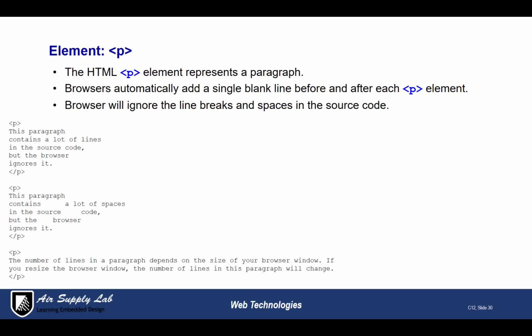Each HTML P element represents a paragraph. Browsers automatically add a single blank line before and after each P element. Browsers will ignore the line breaks and spaces in the source code.